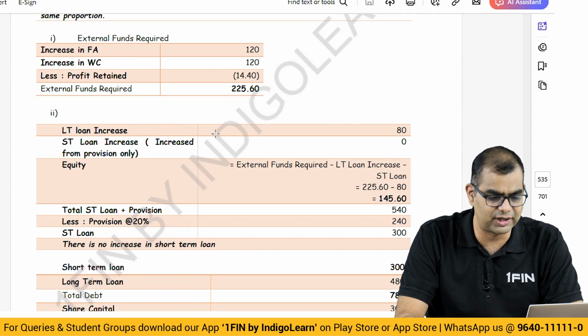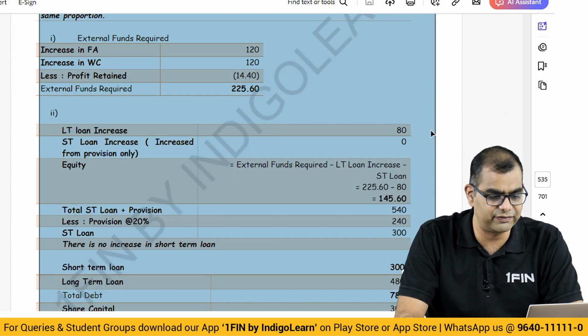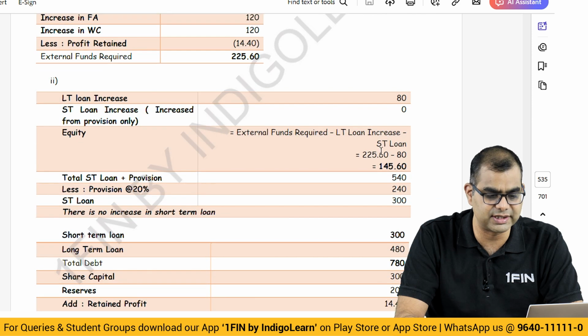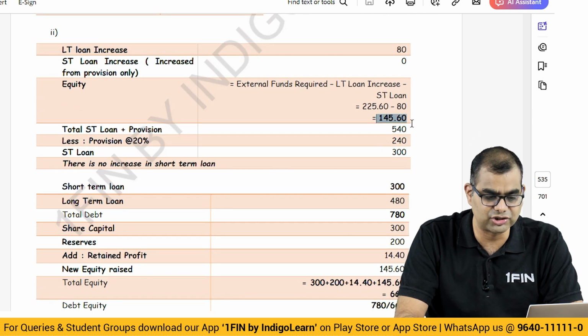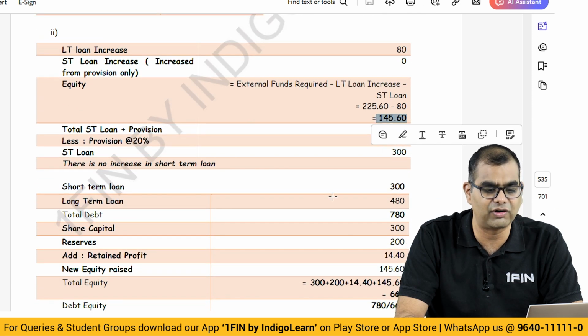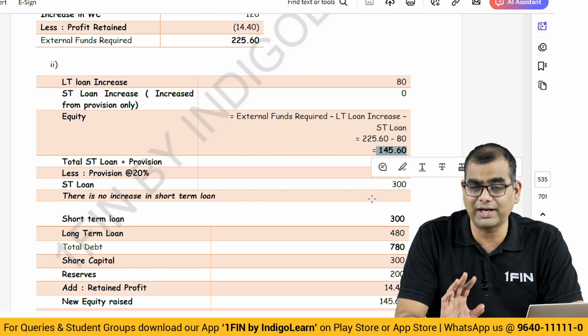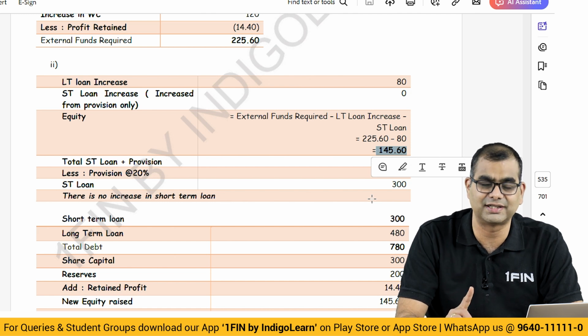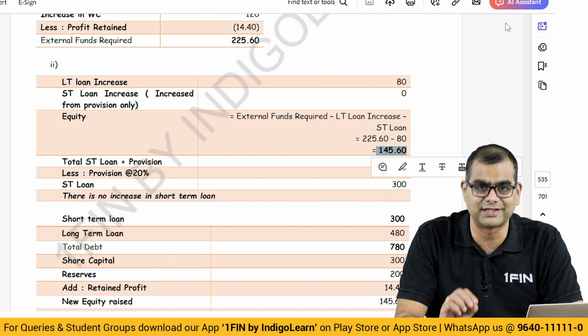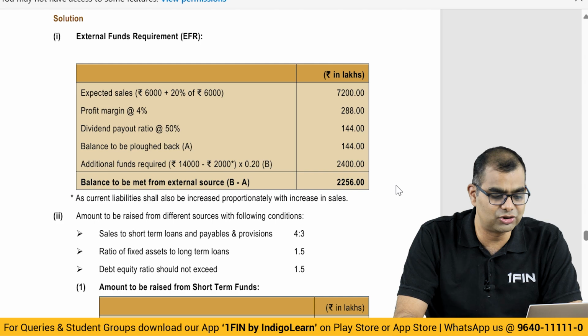The final solution, if you look at it, I said external funds required is 225, long-term loan increase is 80, then short-term loan there is no increase, and equity of 145.6. This is what I had written, and short-term loan 300, long-term loan 480, and so on. So this is what I had given as my solution. They have changed their suggested answer solution. They have come back to this. Let us see what they have given. So friends, now look at the solution they have given.